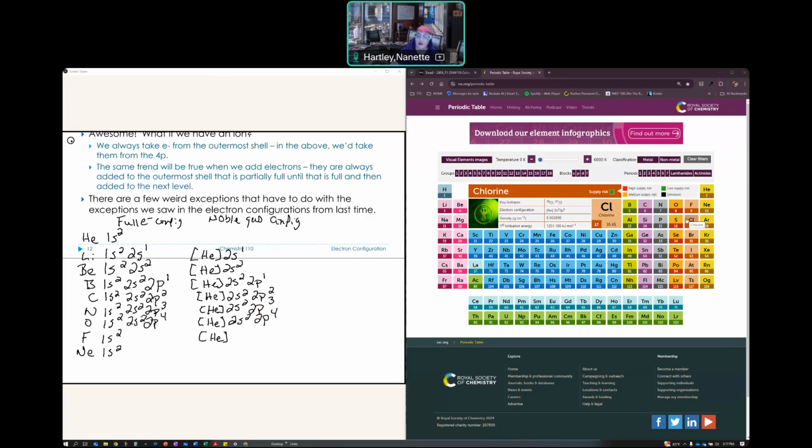When we talk about fluorine, we've done 1 more. Now I have 5 in that p. So again, I have my 2s2 and 2p5. Now when I get to neon, I still have 2s2, and now I've got 2p: 1, 2, 3, 4, 5, 6. So 2p6.